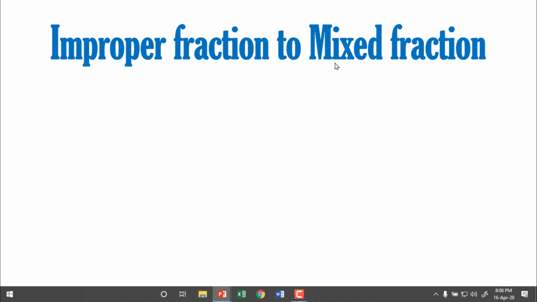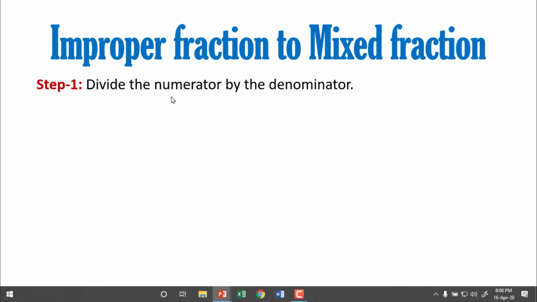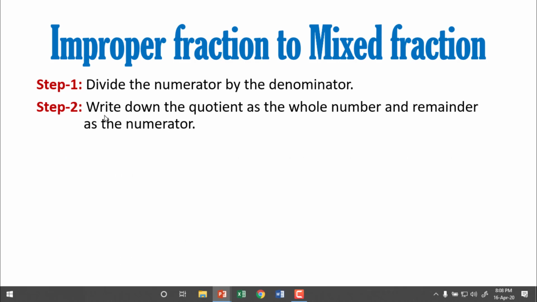Now, improper fraction to mixed fraction. How can we convert an improper fraction to a mixed fraction? Let's see. Step 1. Divide the numerator by the denominator. Step 2. Write down the quotient as the whole number and the remainder as the numerator. Step 3. The denominator will remain the same.